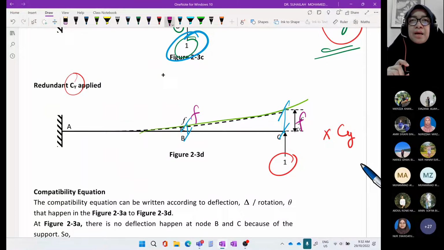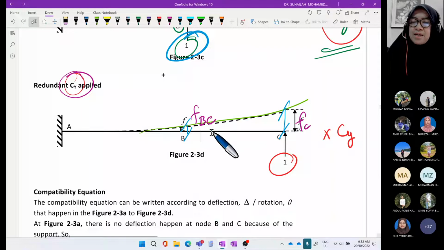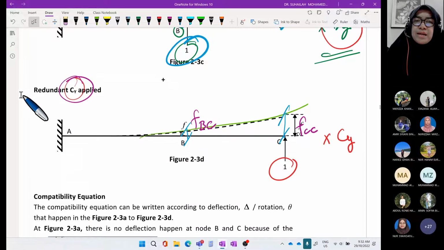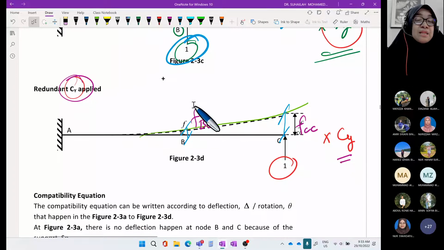The first notation is for the position. So at B, it is FB. At C, it is FC. The second notation is for the type of beam, which is redundant CY applied, so we use C as the label. So in redundant CY applied, at position B we have FBC, and at position C we have FCC. And remember, these two we must times with CY, because F in the compatibility equation cannot stand alone. It comes from a unit value. F occurs due to a unit value of CY, so in the equation we must pair it with CY, the redundant.